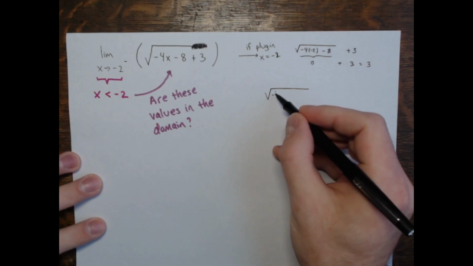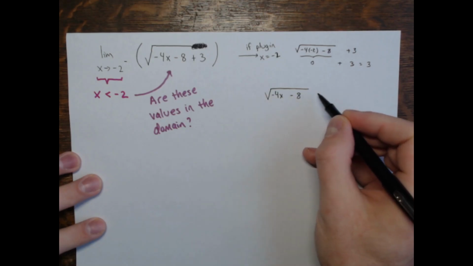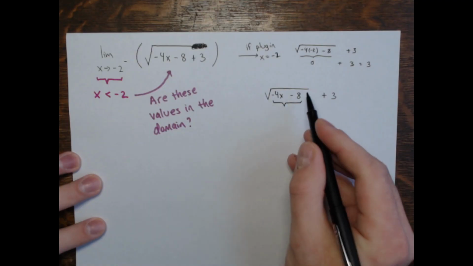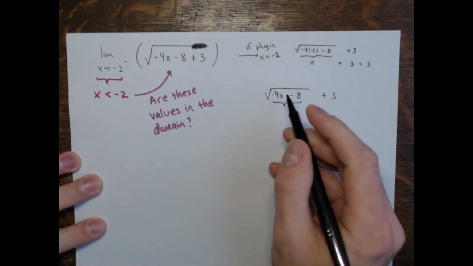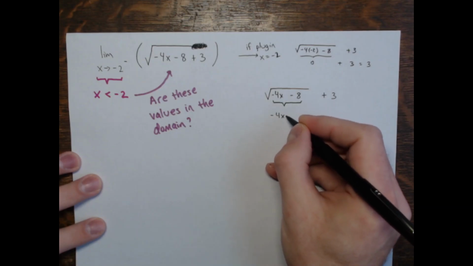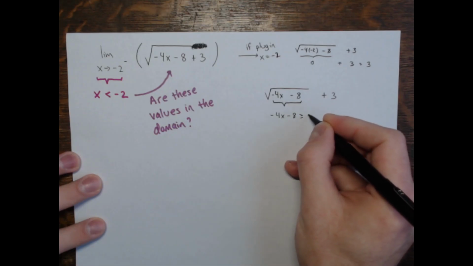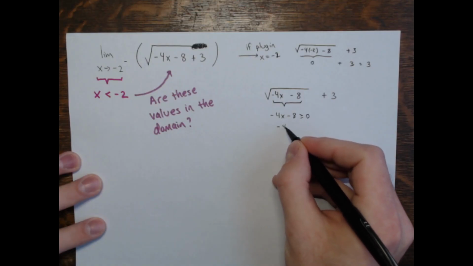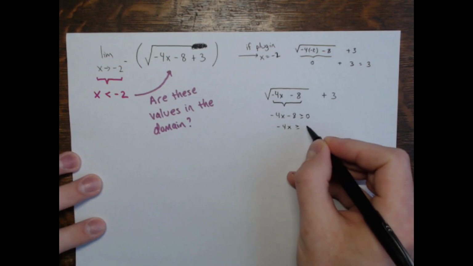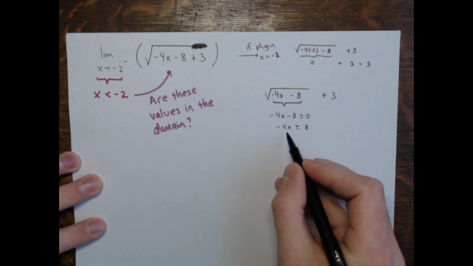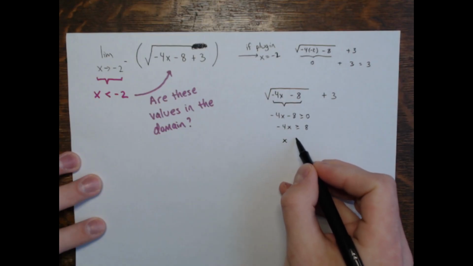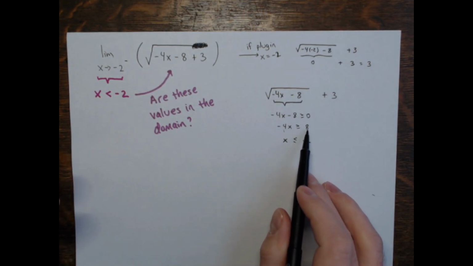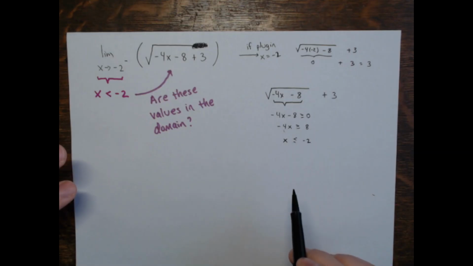So here's the expression, right? You've got the square root of negative 4x minus 8, and then plus 3. Remember, the expression inside an even root, like this square root, has to be non-negative. So negative 4x minus 8 has to be greater than or equal to 0. If I add 8 to both sides, negative 4x must be greater than or equal to 8. And then dividing by negative 4 would flip the symbol, right? Dividing by a negative.